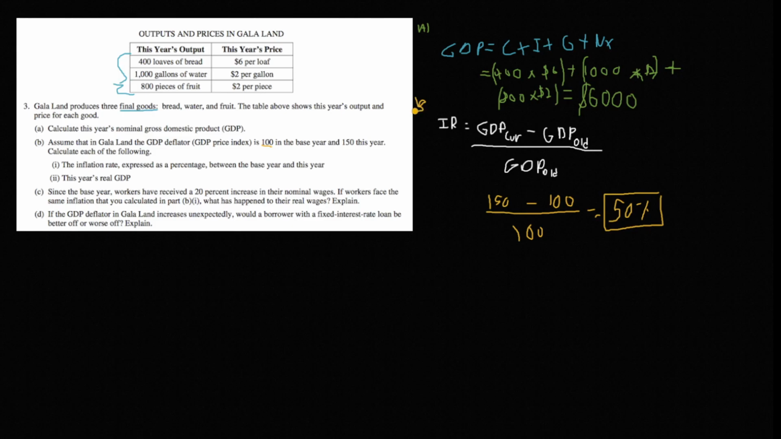But here is part B, II. What is our real GDP? So let's think about our GDP deflator. That is our nominal GDP over our real GDP, which is our GDP deflator. So we have our nominal GDP, which is 6,000, and we have our GDP deflator.